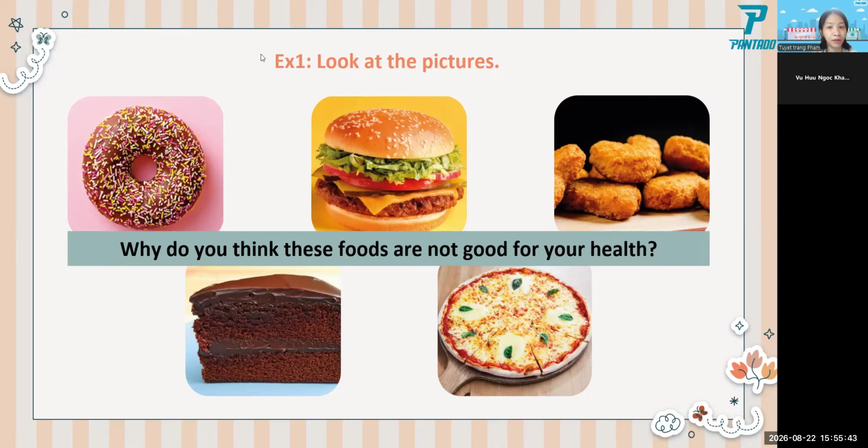Do you have the answer? Okay, I see that. Either too sweet or too oily, because it's too sweet and there is so much oil in this food. And maybe this is fast food. Okay, and next, please.